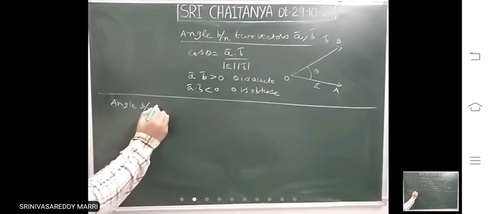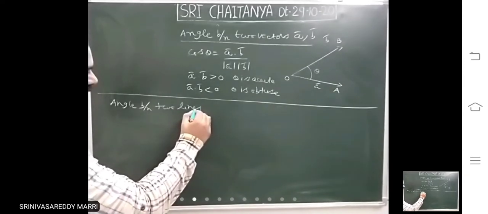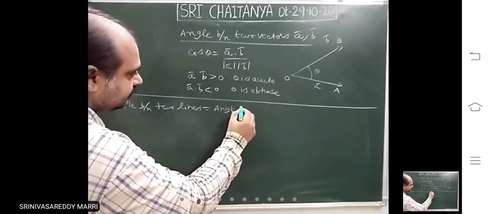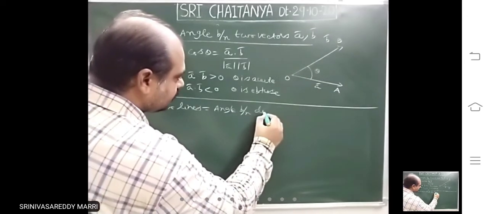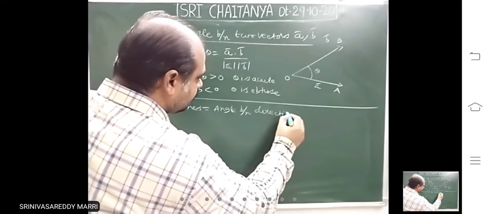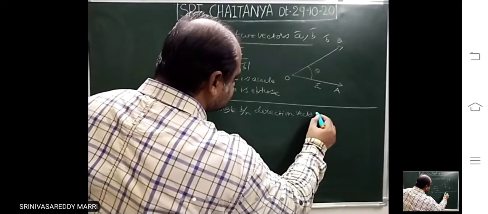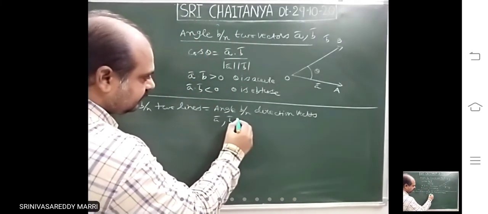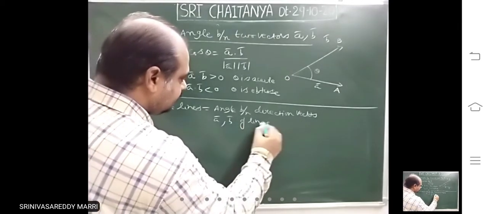The angle between two lines is nothing but the angle between the direction vectors A bar, B bar of the lines.